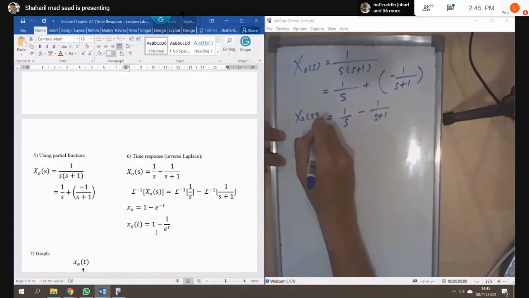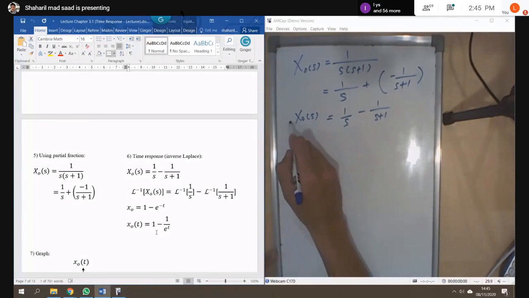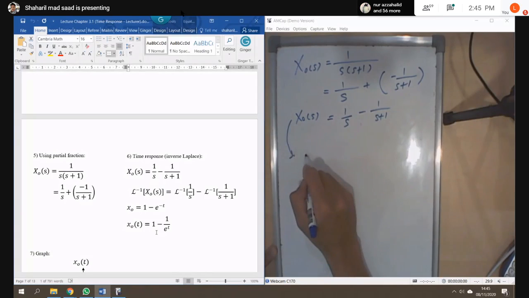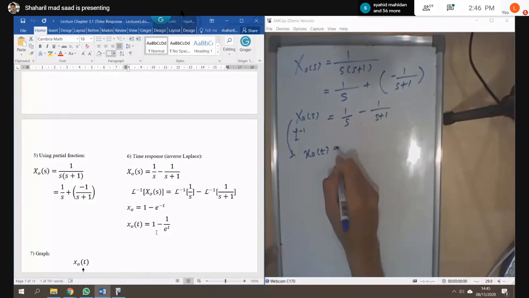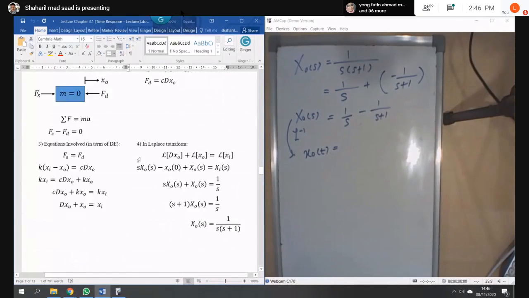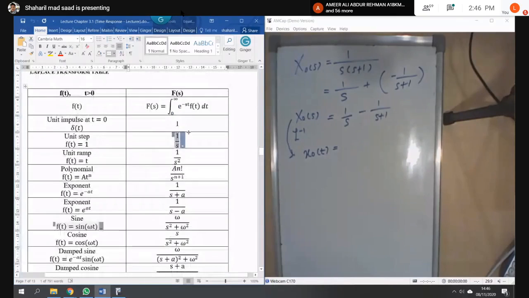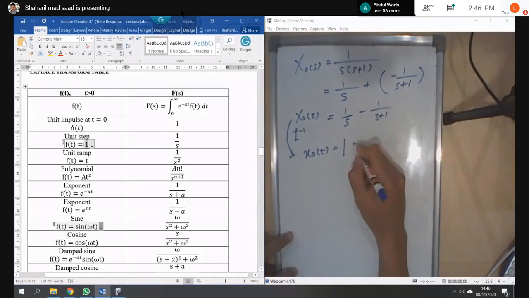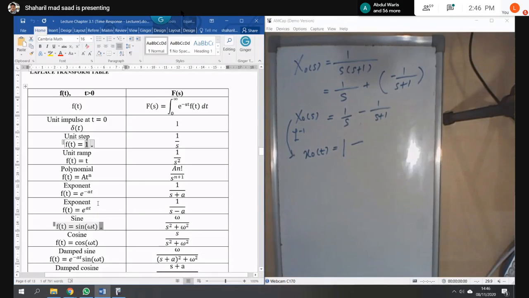So this one is not s. This is Laplace. How to get the time domain, right? This Laplace, how to get back the time domain? You need to do the inverse Laplace, right? So when you do the inverse Laplace, look at the 1 over s. Look at the table again. 1 over s, from the Laplace to the time domain, 1 over s is equal to 1. So that means it is 1, minus 1 over s plus 1.